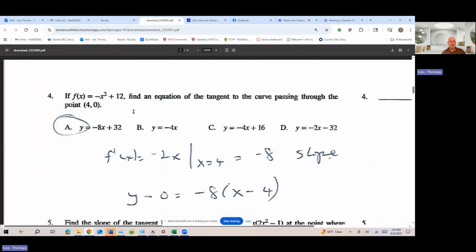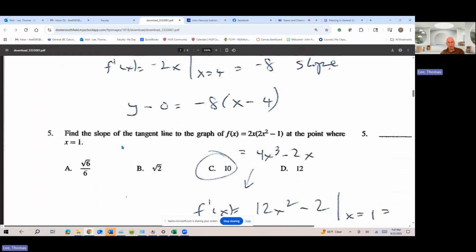Now, when we ask for tangent lines, we need a curve, slope, and a point. So in this one, they gave you the point, 4, 0. So we get f prime of x is negative 2x, so the slope is negative 8. And then we write y minus 0 equals negative 8 times x minus 4. And A is the correct answer.